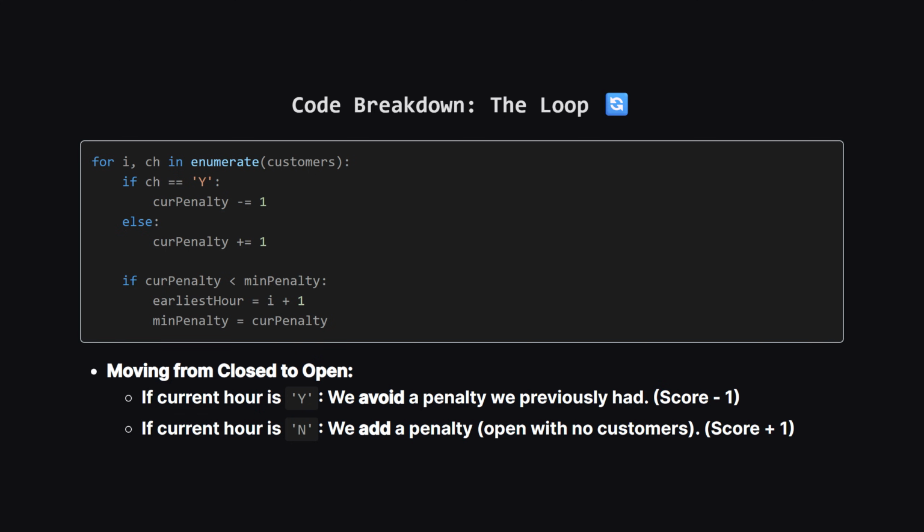After updating the score, we check if this new penalty is the lowest we've seen. If it is, we update our best hour. Notice we use I+1 because if we include index I, the shop closes after that hour.